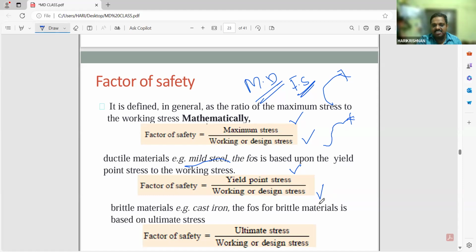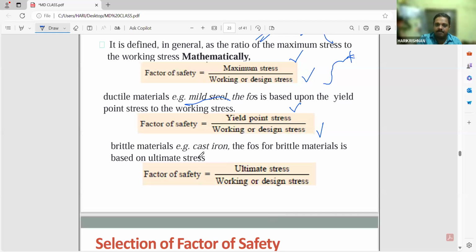In the case of brittle material, brittle means it will break without reaching the yield point. An example of a brittle material is cast iron. Ultimate stress divided by design stress will give you the factor of safety. So there are two criteria while designing. First, you have to find the factor of safety. For ductile metal, it is yield point stress divided by working stress, and for brittle materials, it is ultimate stress divided by working stress. I think the concept is clear.